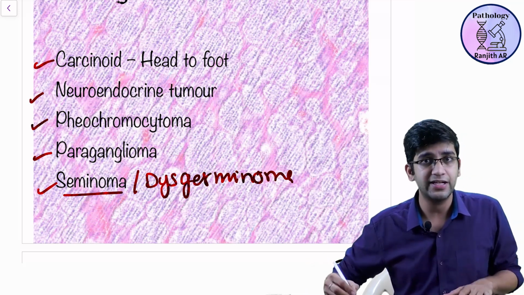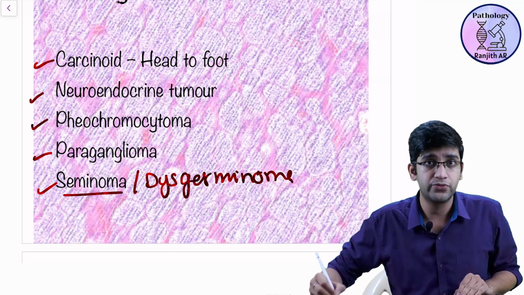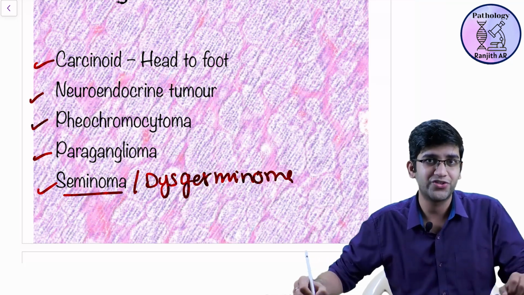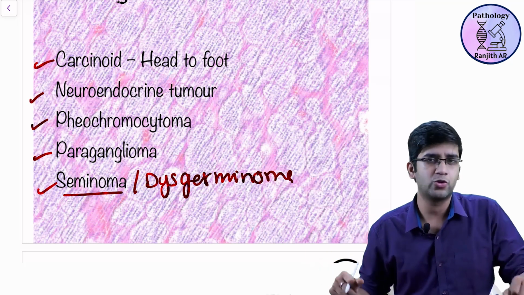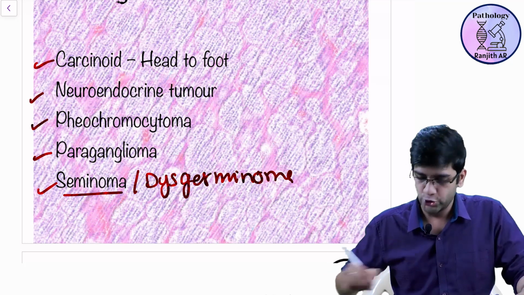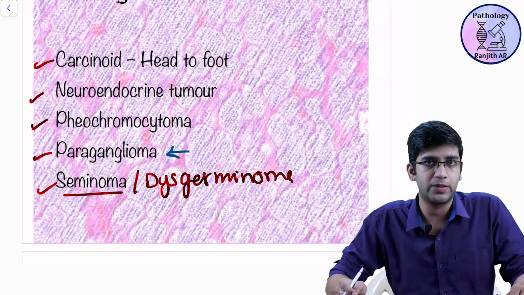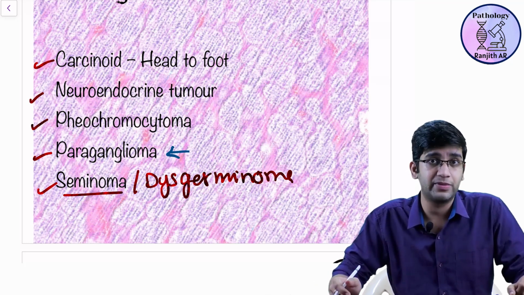I'll also write by the side so that I will be in the same pace. Carcinoid, from head to foot, neuroendocrine tumors, okay. Pheochromocytoma, just write pheochromocytoma of the adrenal medulla. Paraganglioma. Paraganglioma is actually the extra-adrenal pheochromocytoma seen in any sympathetic ganglia. There also I'm going to see the same guy.